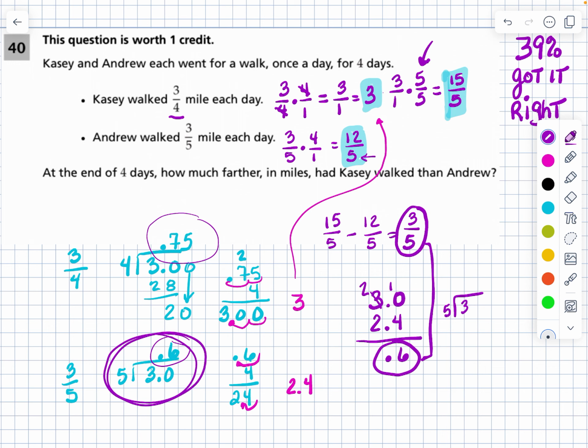So everything's cool. All right, just a side note too, 39% of students that took this test got it right. So it's one of the lower performing problems, meaning it was difficult for a lot of students. This was a fill in the blank. That could have something to do with it, but I do think it most likely is the fractions.